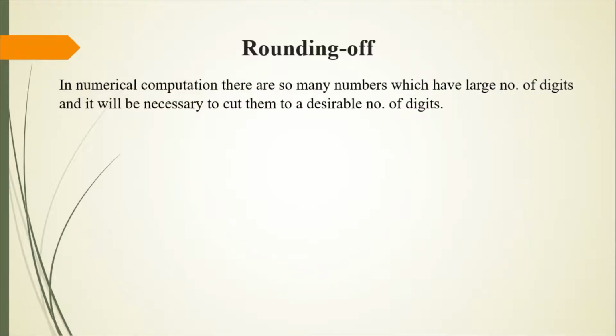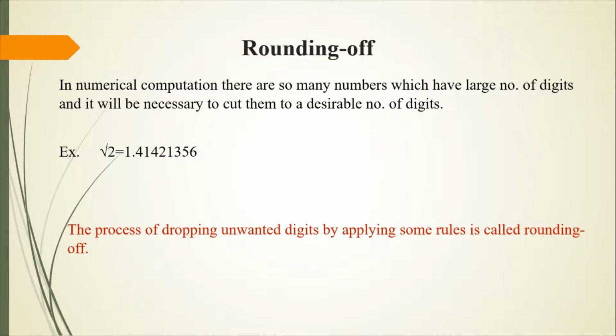Rounding off. In numerical computation, there are so many numbers which have a large number of digits and it will be necessary to cut them to a desirable number of digits. For example, here the value of root 2 is 1.41421356. Suppose we want only 3 digits after decimal, or 4 digits after decimal, or 5. How will we do that? In this case, we will consider these digits by applying some rules. Thus, the process of dropping unwanted digits by applying some rules is called rounding off.